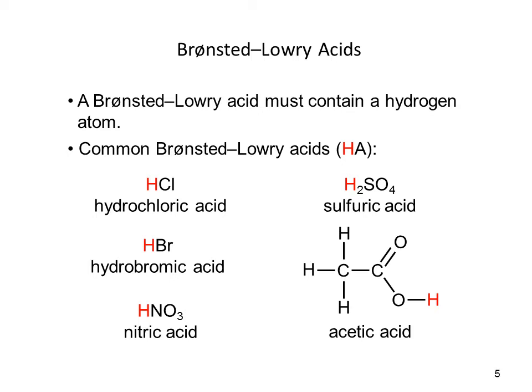Now, acetic acid is one of what we call carboxylic acids. That is a type of acid that we find in organic chemistry. Later on in this course, we will look at organic chemicals, and we will have to recognize organic acids, but that's later on in the course.